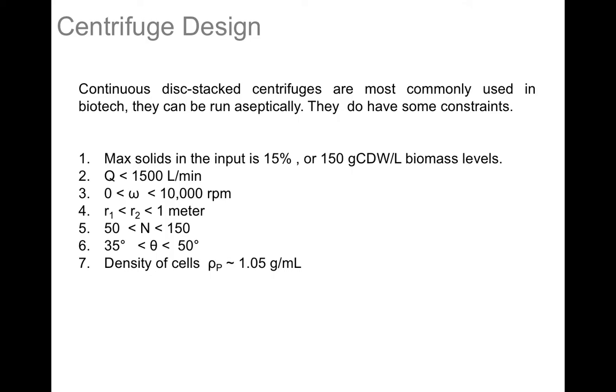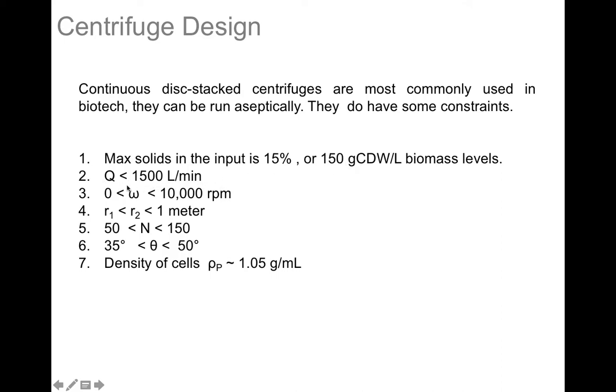Disc stack centrifuges are most commonly used in biotech, and they can run aseptically or they can be sterilized with steam. They do have some constraints, however. The max solids in the input is 15%, so you can't really put in more than 150 grams cell dry weight of biomass levels into a disc stack centrifuge, otherwise it's just too viscous and too dense for the centrifuge to handle. So this puts a practical cap on the high cell density that you can do and still process in a downstream recovery.